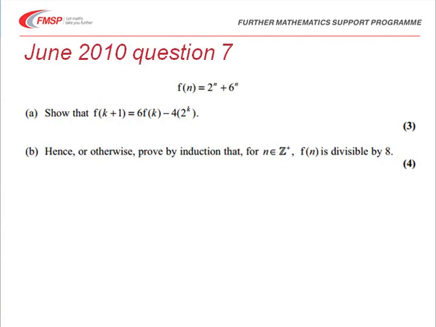Now the question gives us a function f of n equal to 2 to the power n plus 6 to the power n, and starts off by asking us to show that f of k plus 1 is 6 f of k minus 4 times 2 to the power k. Having done that, it says hence or otherwise, so this is usually going to be hence, in other words using our result from part A, prove by induction that f of n is divisible by 8 for all values of n that are positive integers.